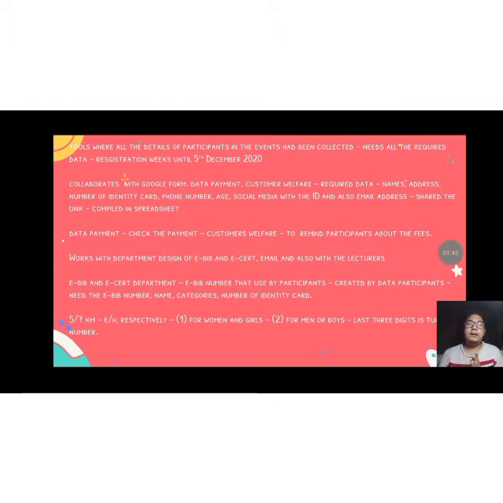The required data is their names, address, identity card number, phone number, age, social media ID, and also their email address. These required data are really important because they need to be shared with the other groups from the other classes. The Department of Google Form will share the link of the form so that our team can access the form that has been filled in by the participants.